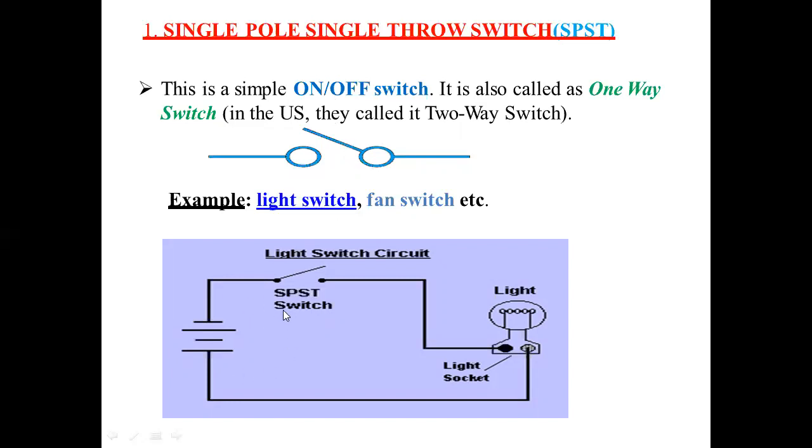This is an example of how SPST switches are used. This is a battery, an SPST switch, and a light. Even though the battery is connected, without closing the switch the light will be off. When the switch is closed, the current flows from the battery through the switch to the light and back to the battery, so the light turns on only when the switch is closed. The circuit can be closed or disconnected with the help of different types of switches.